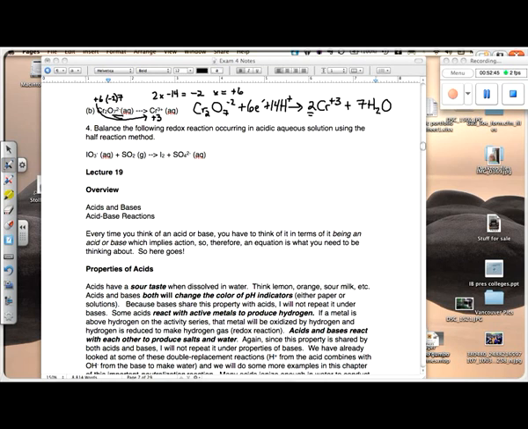Next step, the charge. Negative 8 on this side, positive 6 on this side. I need to make both sides positive 6. So I added 14 H pluses so that now it's positive 6 and positive 6. I have no oxygens or hydrogens on the right, so I looked at how many oxygens I had and I added that many waters to the other side. In doing so, it gave me 14 hydrogens and I had 14 hydrogens. So we've done everything correctly.